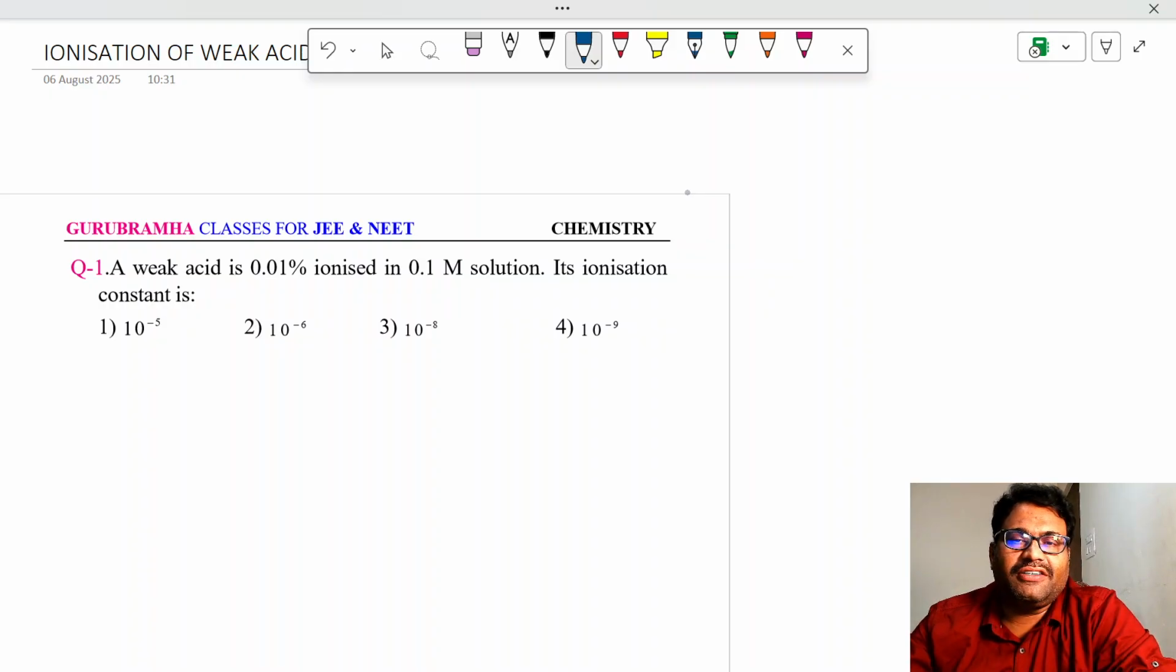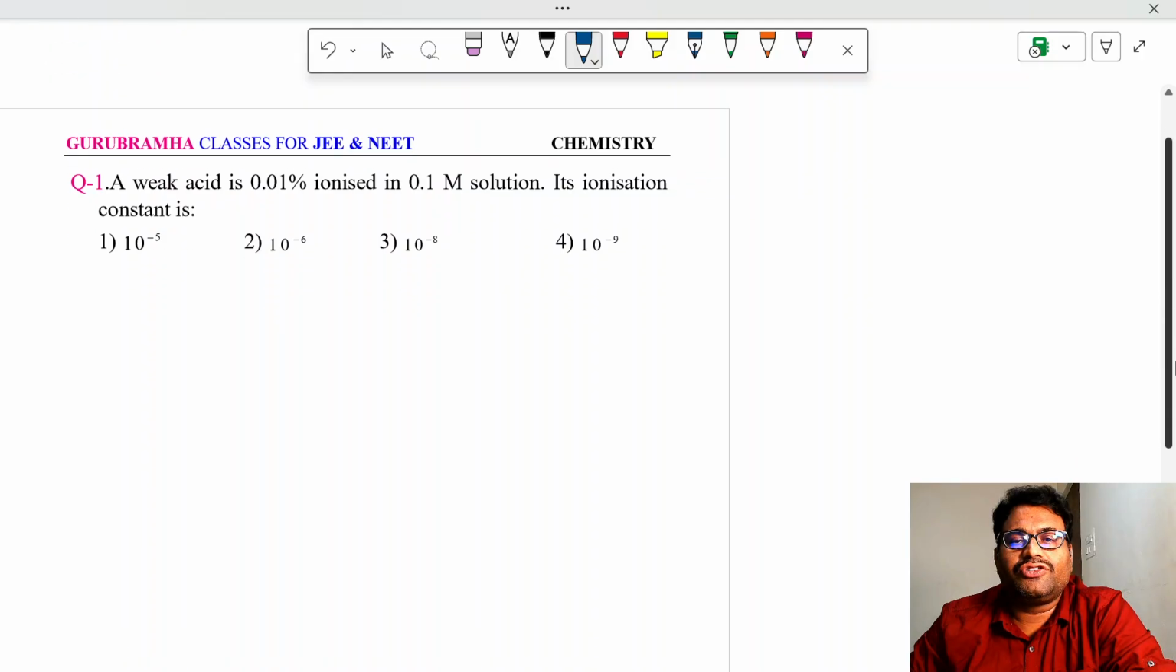We are in the chapter Ionic Equilibrium. In this session, we are going to solve some problems on ionization of a weak acid. So let us solve.